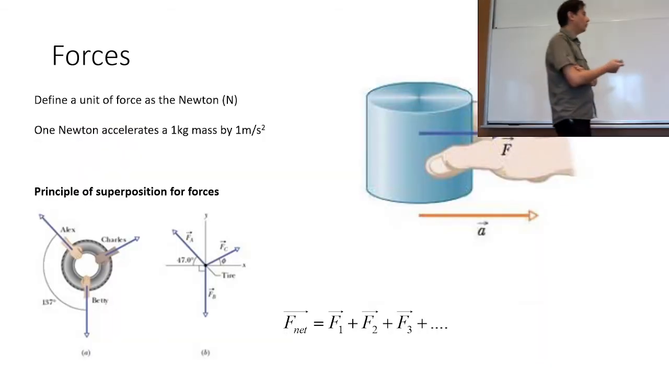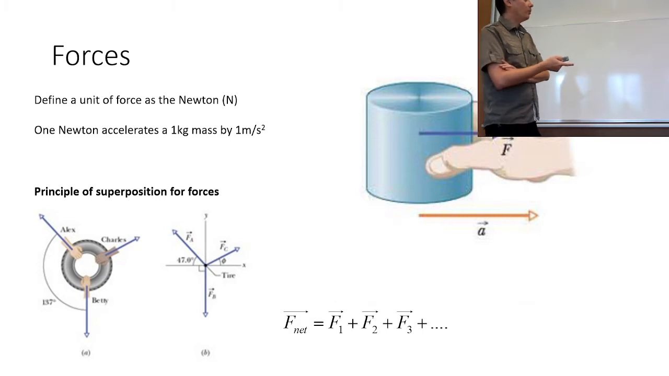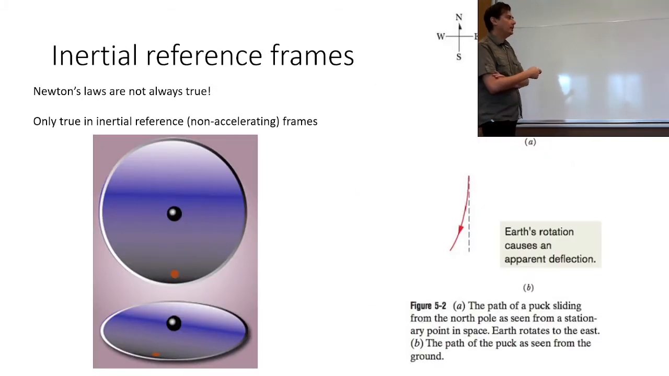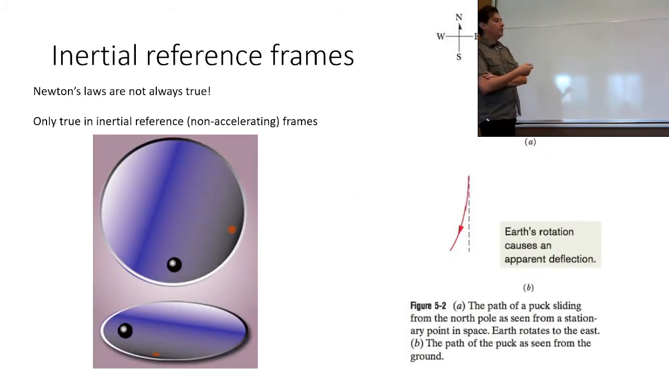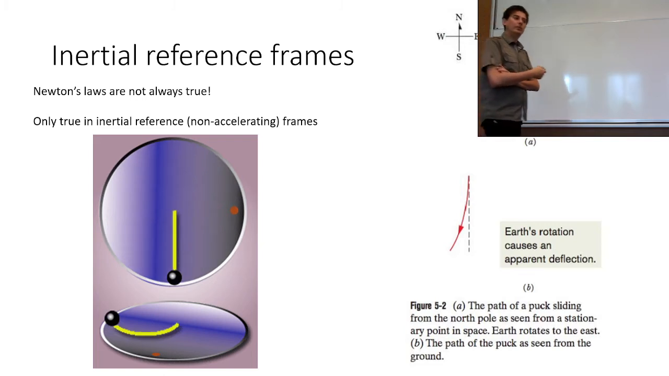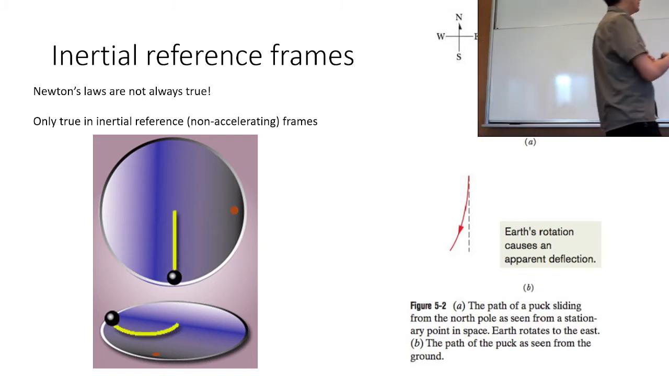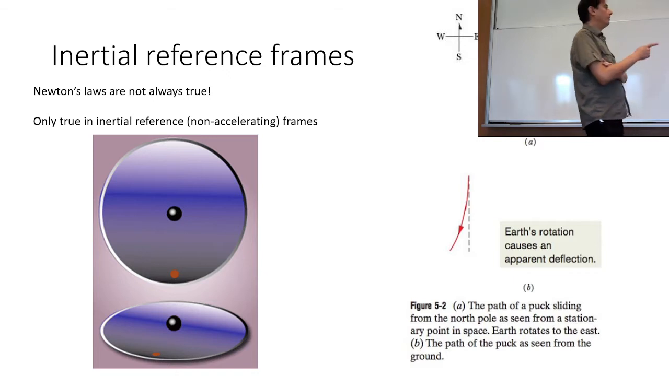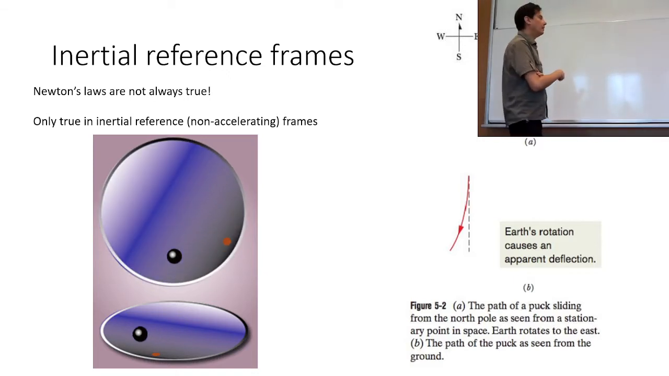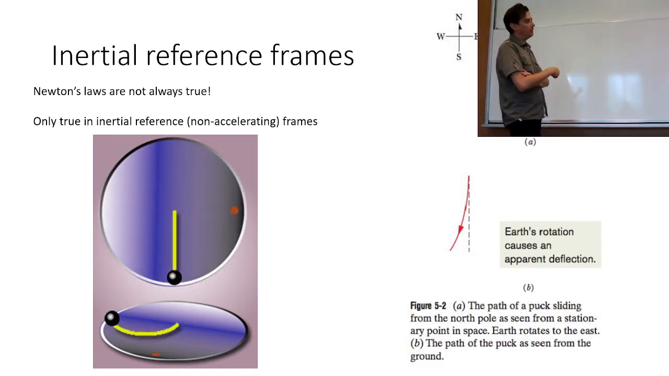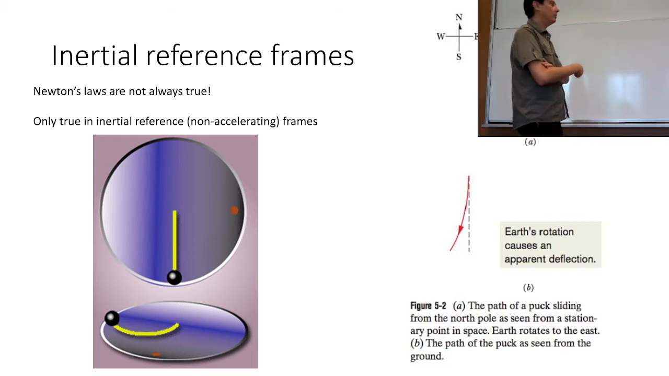So forces are vector quantities. So if there's more than one force, you add them vectorially. Actually, Newton's laws only really hold in inertial frames. So if you're on a turntable or even on a sphere, then you can't expect Newton's laws to exactly hold.